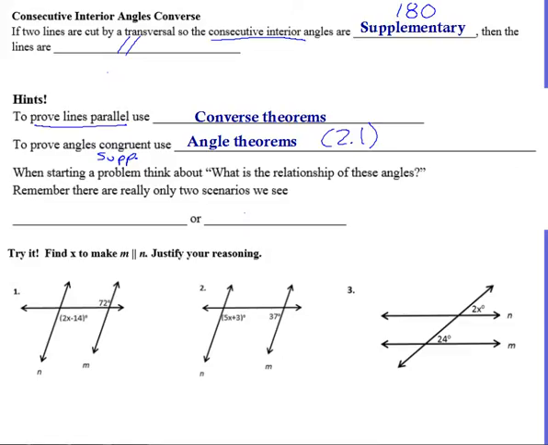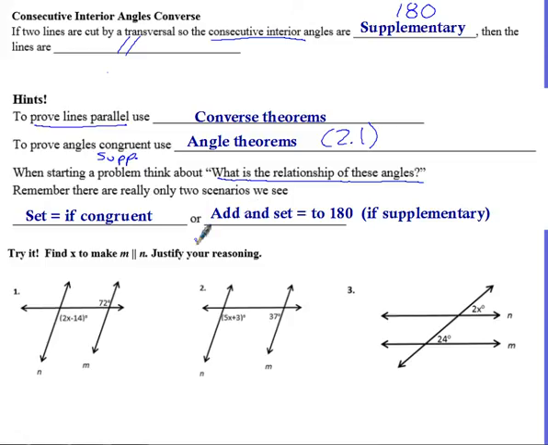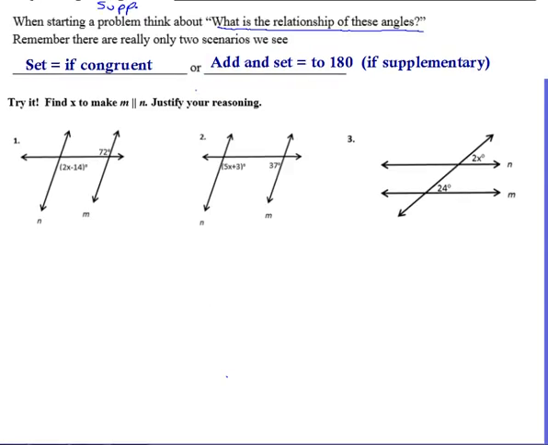When you're starting to think about these problems, anytime you get to a problem, your first immediate thought should be, what is the relationship of these angles? You should think back to that chart we talked about in section 2.1. And keep in mind that when we're solving these problems, there's really only two scenarios that we have. You're either going to set the two expressions equal to each other, or in some cases you are going to add and then set them equal to 180 if they're supplementary. So let's take a look at what some example problems would look like here.